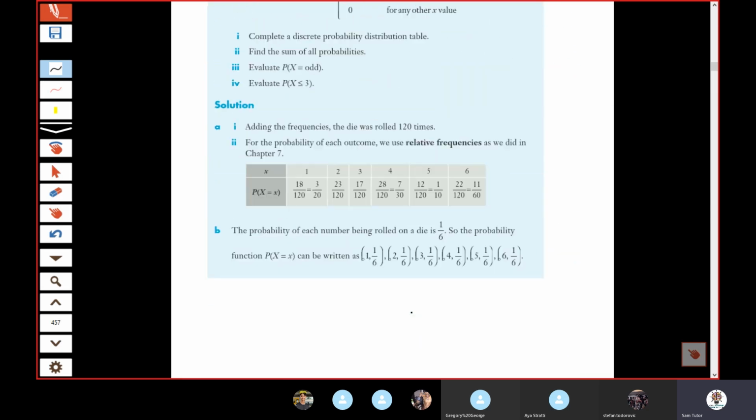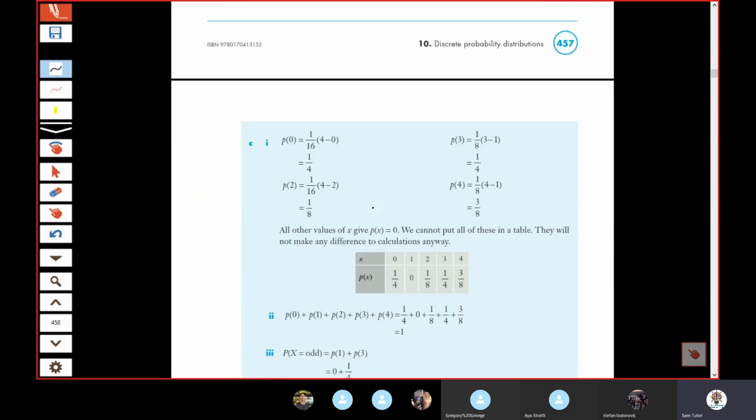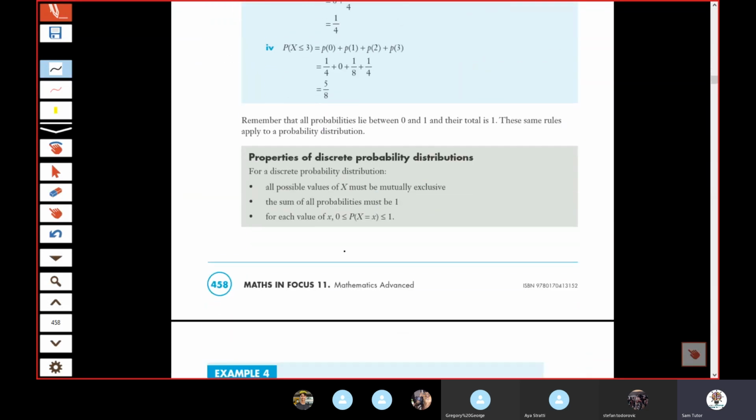And what else do we have? Evaluate that the probability is odd. Okay, I think once we start doing questions, we can get to this. This is a bit annoying going back and forth.